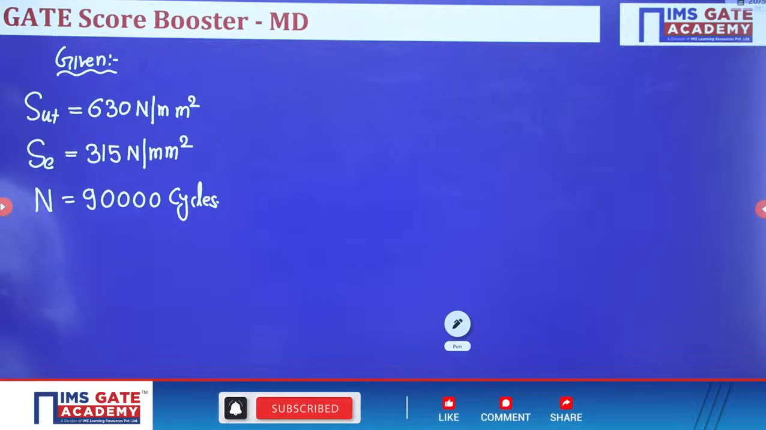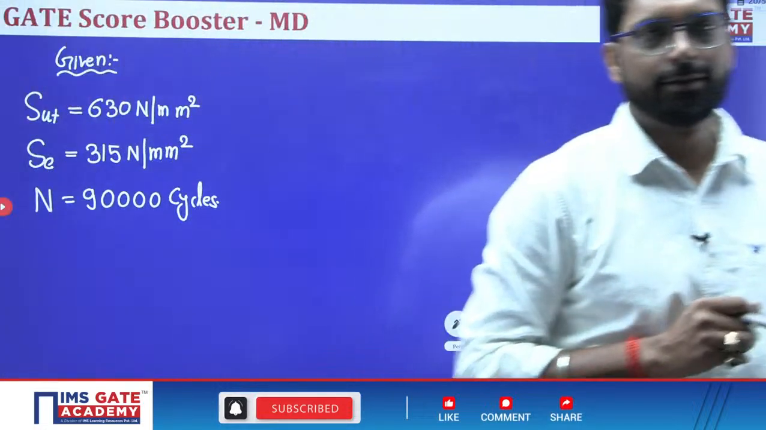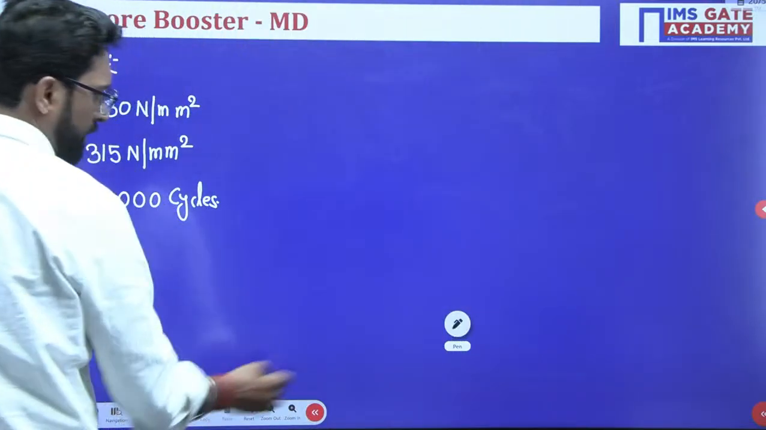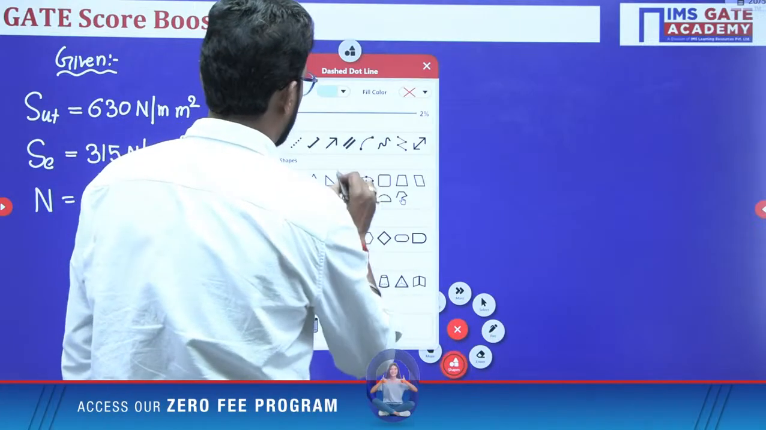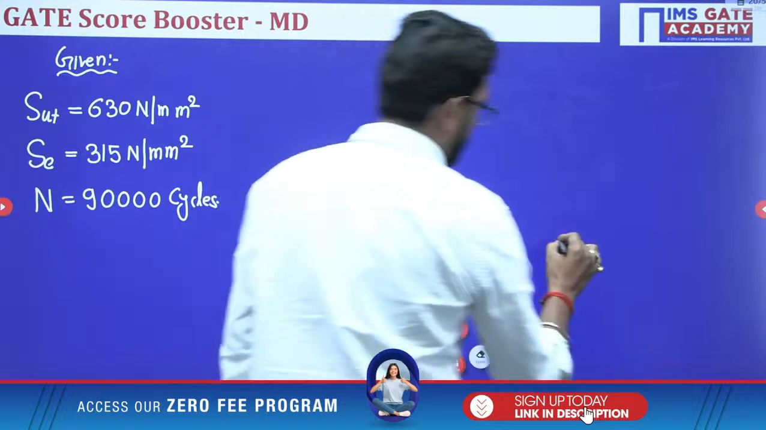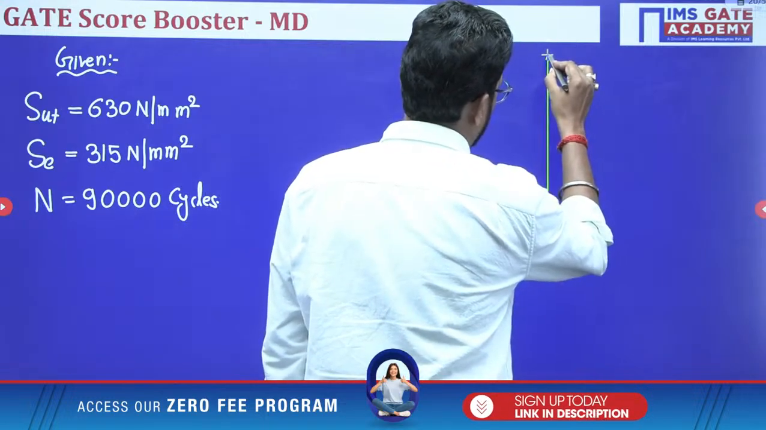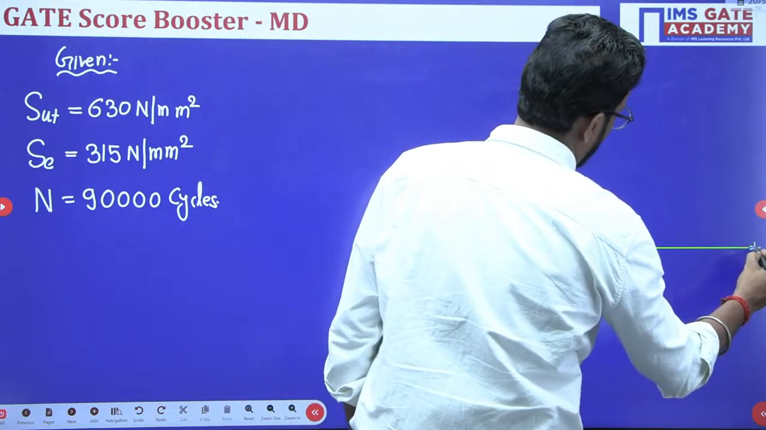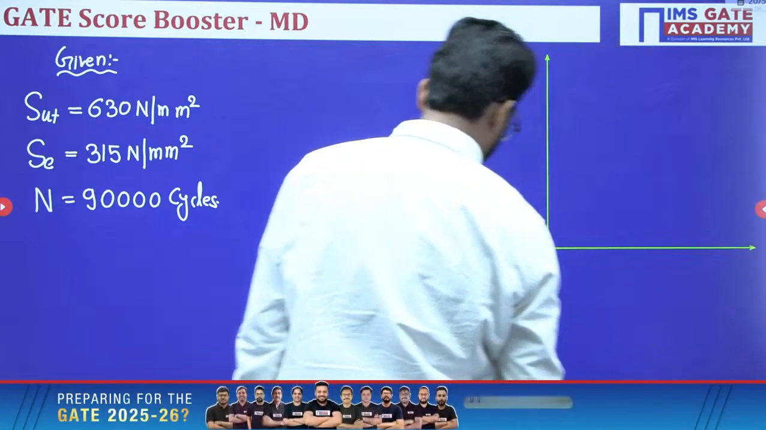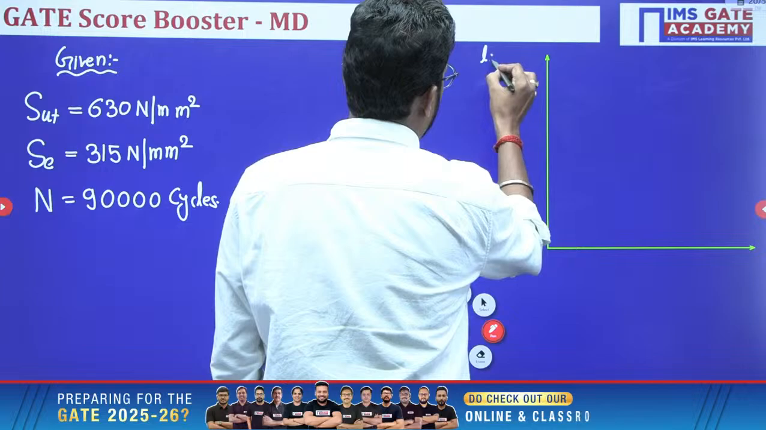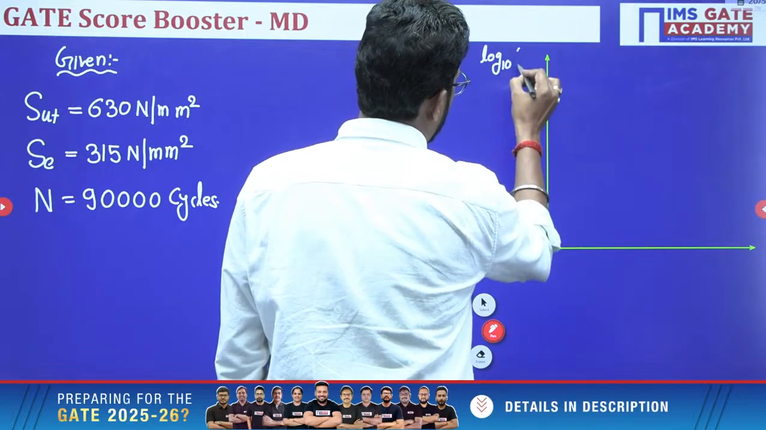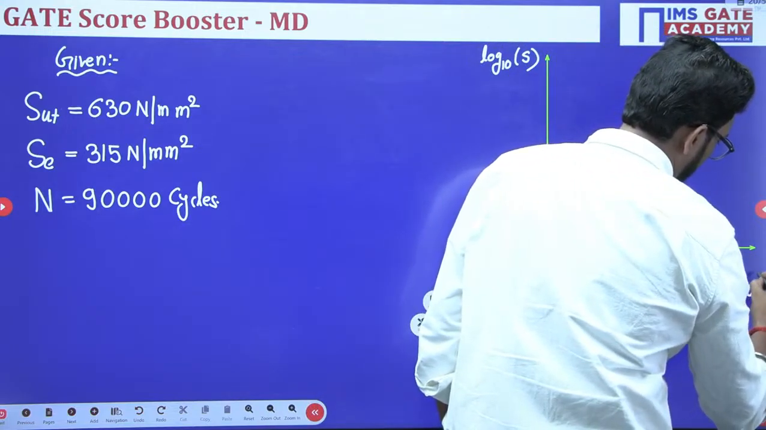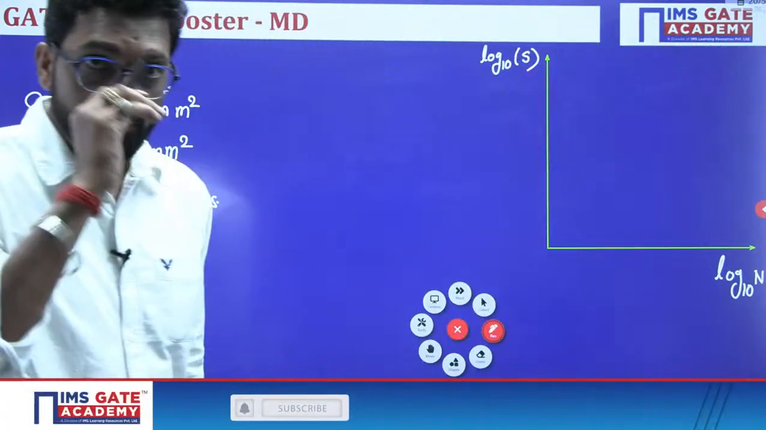Okay. Now, first we have to draw the SN curve. Why? Because the SN curve is not given. And we know that the SN curve is a log curve. So first we have to draw the SN curve, strength versus number of cycles. This is log base 10 S, and this is log base 10 N, where N is the number of cycles.